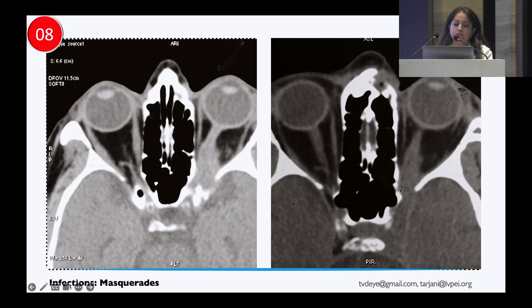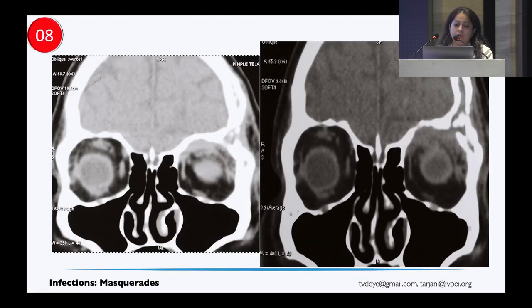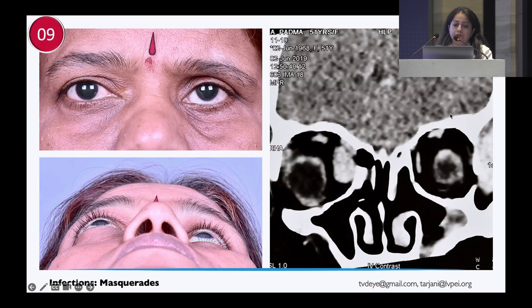This is his post-treatment scan, where you can see some resolution in the lacrimal gland as well as the apical portion of the lesion. And typically in fungal diseases, radiologically you can say it is resolving when you start seeing new bone formation like this. So the destructed margins of the bone tend to get better over a period of time.